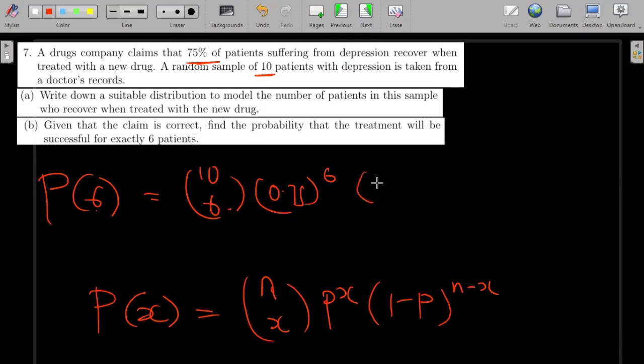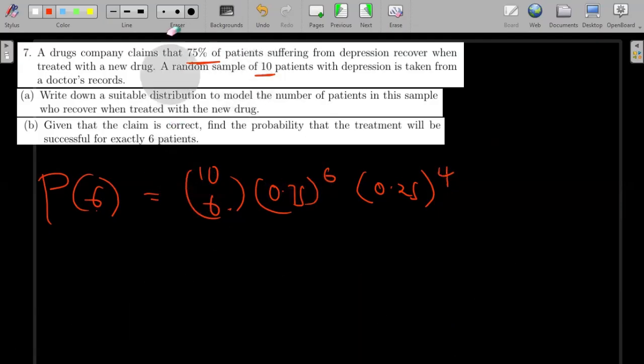And then what is 1 minus this? You're going to get 0.25, which is our Q, or 1 minus P, and then to the power 10 minus 6, which is 4. Okay, so what is left now is just to punch this value onto the calculator, and then you get your answer. So if I punch this into my calculator, I'm getting the probability as 0.146. Okay, so we are done with question 7.